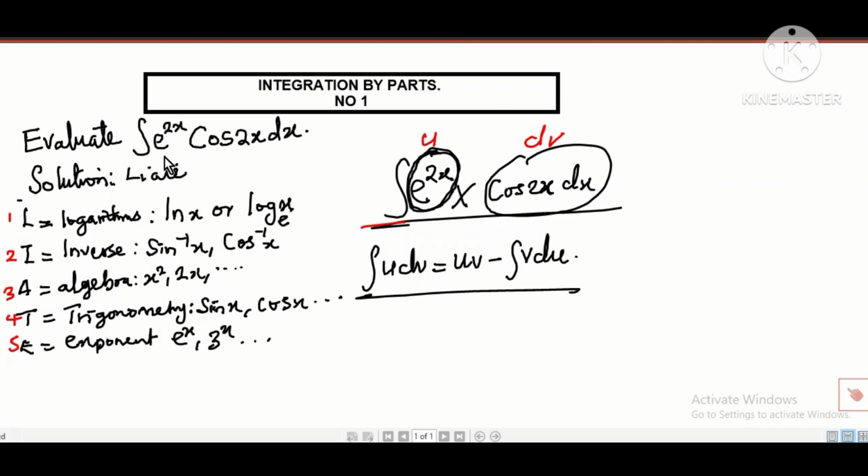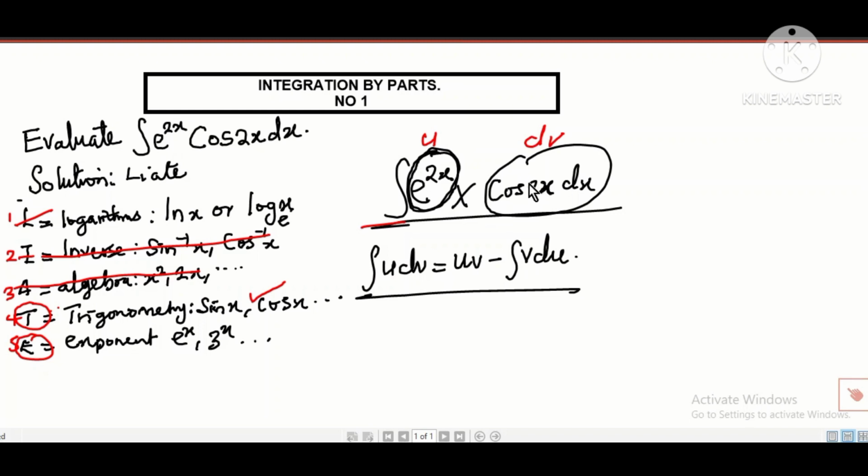The first thing I'm having here, do I have log function? No. Between e to the power 2x cos 2x dx, do I have any log function? No. So I don't need L. Do I have inverse? No, I don't have inverse. So this is going out. Do I have algebraic function? No, I do not have algebraic function. Do I have trigonometric function? Yes, I have trigonometric function. And trigonometric function comes before the exponential function. Therefore, the first must be given to u.